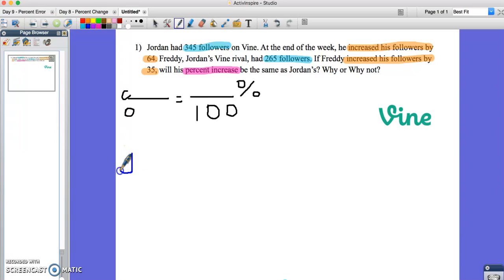So I'm going to start with Jordan because Jordan was first in the problem. So Jordan originally had 345 followers. So that goes in the denominator. At the end of the week, he increased his followers by 64. So my change, the amount of followers that he gained, is going to go in the numerator. And then the other side is our percentage side, which we all know very well. We don't know the percent, so it's x over 100.